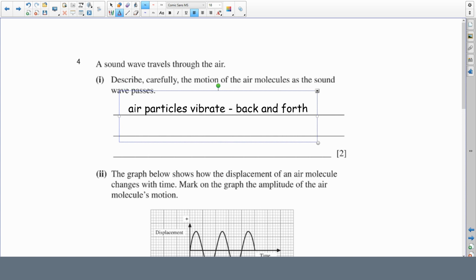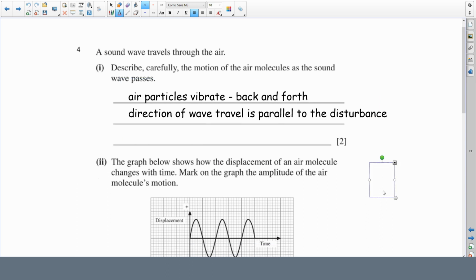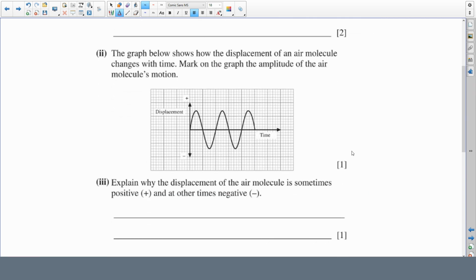Alright, and then we know that sound waves are longitudinal waves. They're one of our examples for longitudinal waves, so we should now be able to say that the direction of wave travel is parallel to the disturbance. And that's it. Okay, so our air particles vibrate back and forwards in a direction that is parallel to the wave travel. 2 marks.